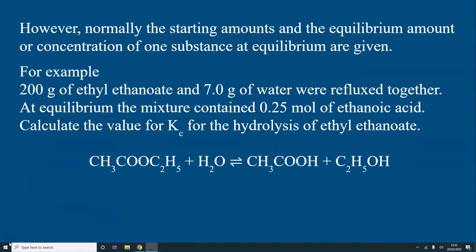Unfortunately, not all of the calculations are as straightforward as that. And what you're often given is the starting amount of certain materials and then the equilibrium amount of one substance. Remember, if you're just given an amount in moles, you have to divide by the volume to get moles per decimeter cubed. In this example, you've got no volume, and that's because volume is unimportant in this calculation because the volumes would all cancel out. 200 grams and 7 grams of water have to be converted to moles first.